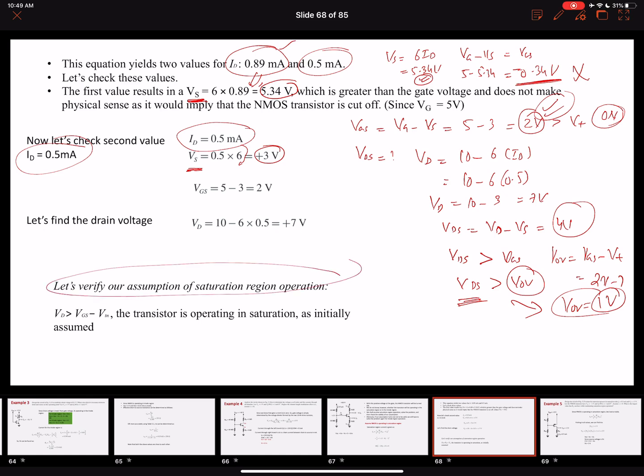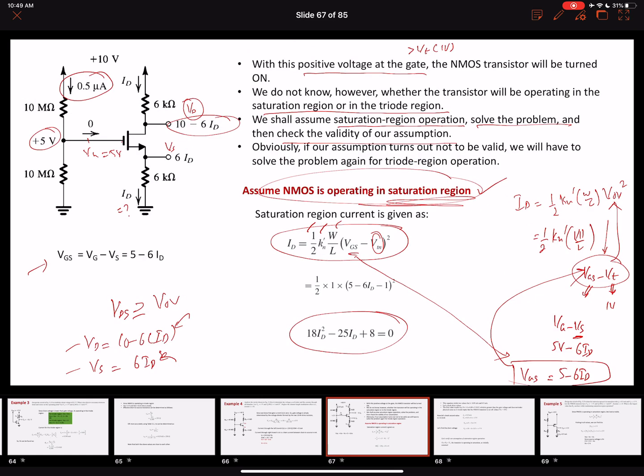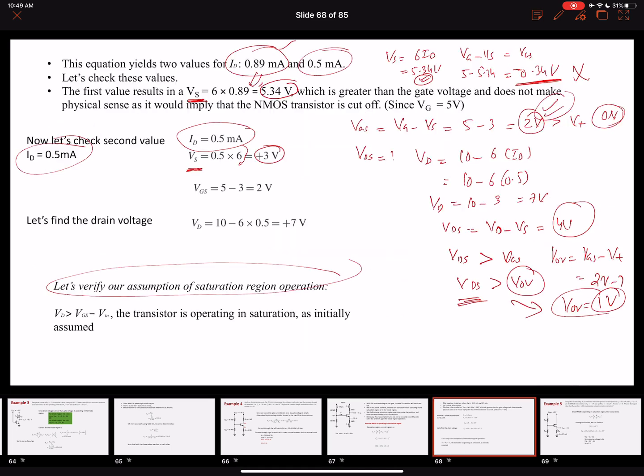And we don't need to worry about redoing it for the triode region. Otherwise, we would have done exactly the same process again. We would have assumed it to be operating in the triode region, found the value of ID, then checked both roots to see which root makes sense. And then for that root, we would validate whether our assumption is still valid, that the transistor is operating in the triode region, if the saturation region would not have worked out.